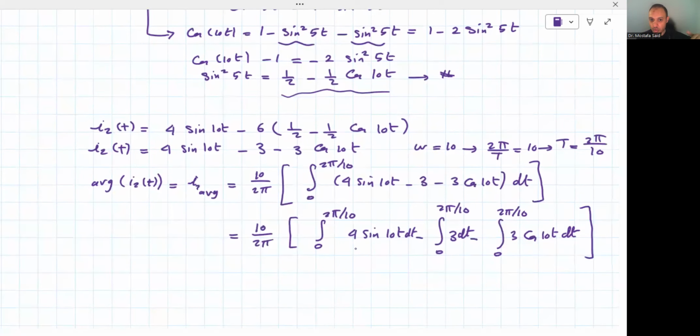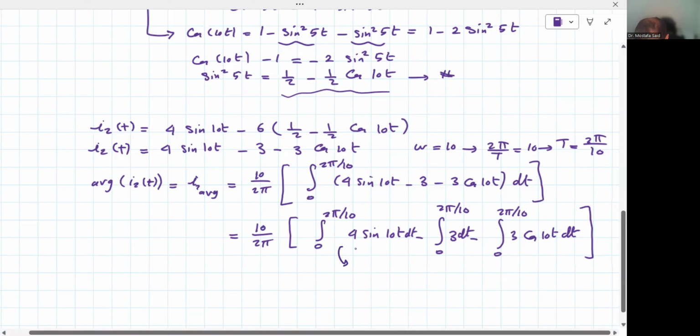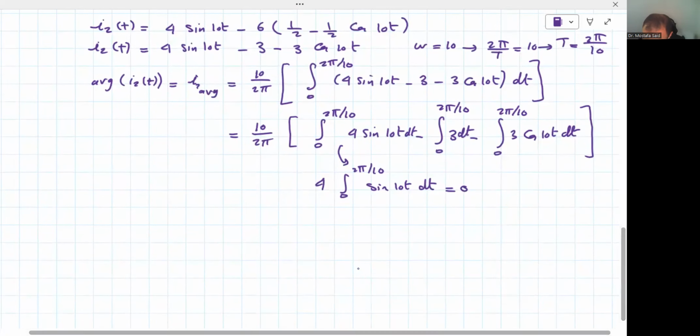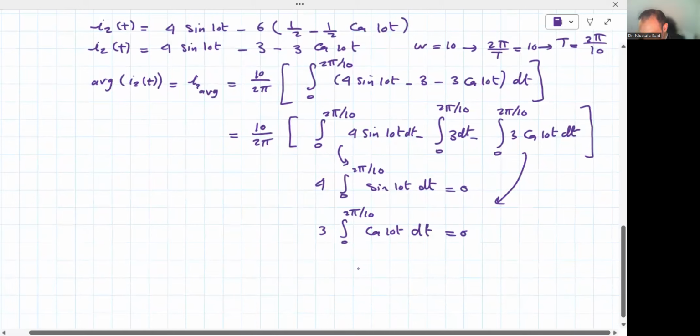But before we go forward, if we review the chapter, the first thing that you're going to learn is that any sinusoidal wave, either cosine or sine, when you integrate it over its period, the result will be zero. So without going forward, this is equal to 4 integral 0 to 2 pi over 10, which is the period, sine 10t dt. That should be equal to 0. And this one again, 3, 0 to 2 pi over 10 cosine 10t dt, also equal to 0.